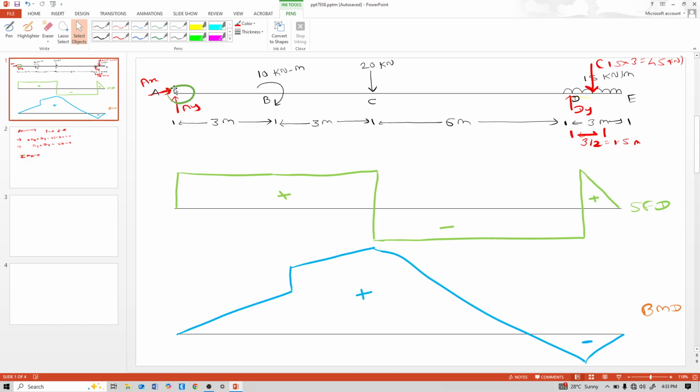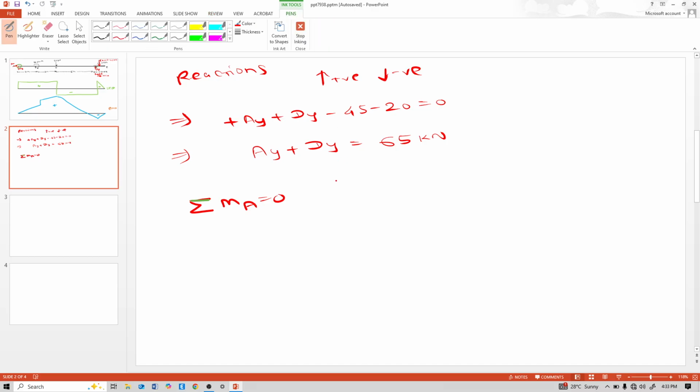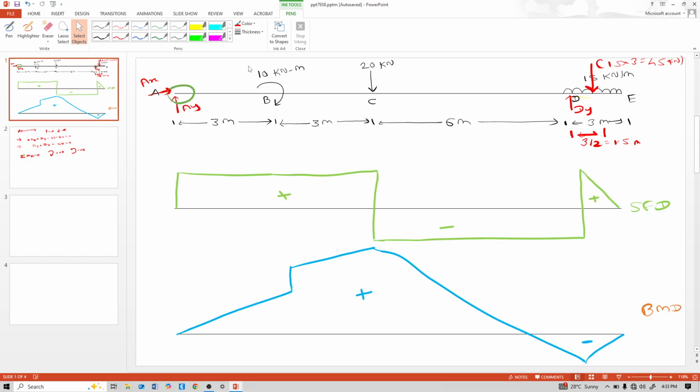And this 20 kilonewton is also clockwise. So positive, clockwise, that means positive. See here, clockwise consider positive and anti-clockwise consider negative. Clockwise to that point where we take moment, and anti-clockwise to that point where we take moment. So this 10 kilonewton is clockwise to that point. So positive 10. This 20 kilonewton is also clockwise to that A point. So it is positive 20 into this force into distance, perpendicular distance up to that point. 3 plus 3, 6. 20 into 6.